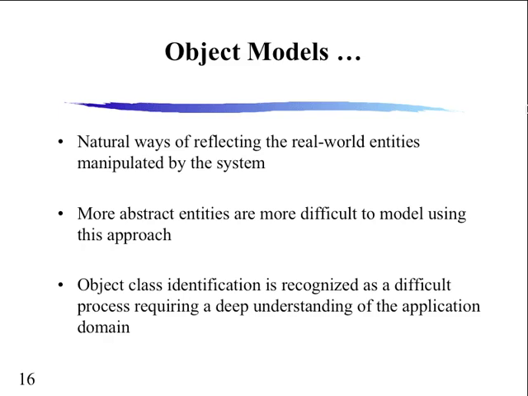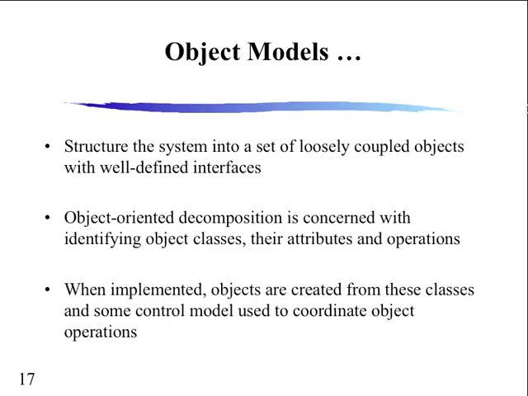More abstract entities are more difficult to model using this approach, actually, especially if you're not looking at object orientation. It makes no sense to come up with an object model if you're not going to be implementing it with an object-oriented design. It doesn't lend itself well backwards. Class identification is recognized as a difficult process requiring deeper understanding of the application domain as well. You actually have to know something about object-oriented analysis to do a proper design. Otherwise, you're just throwing darts at a board and seeing where you're going to hit.